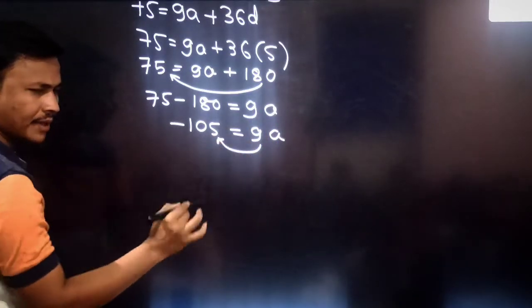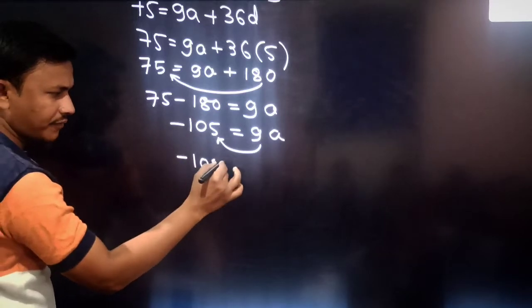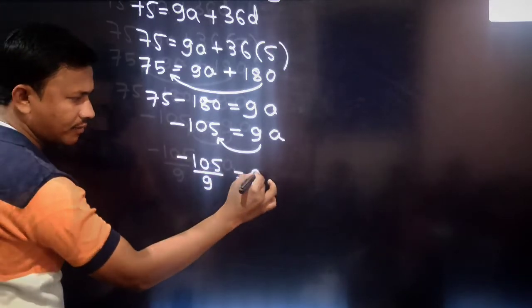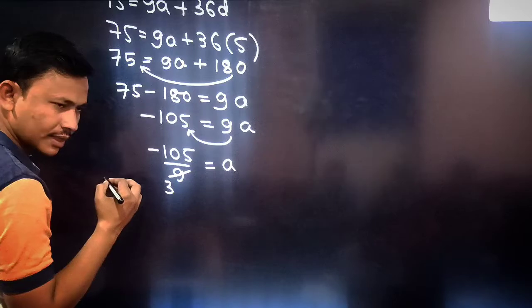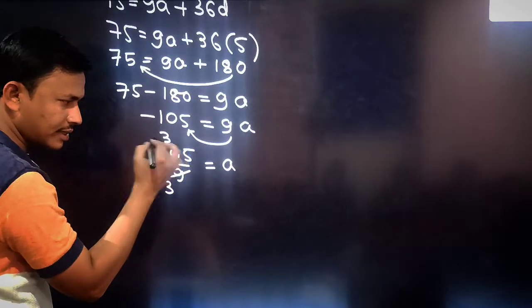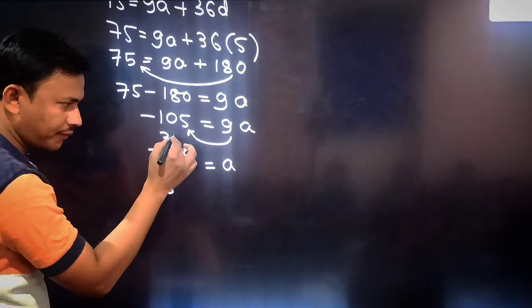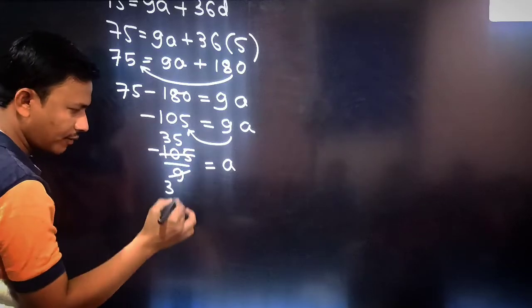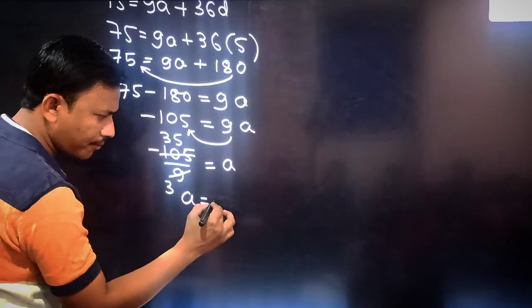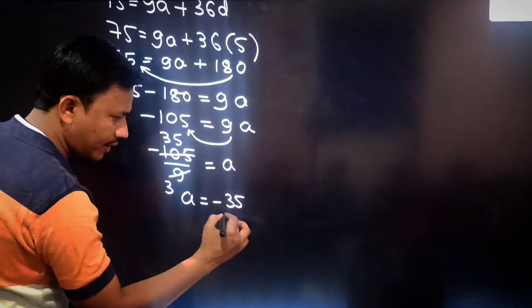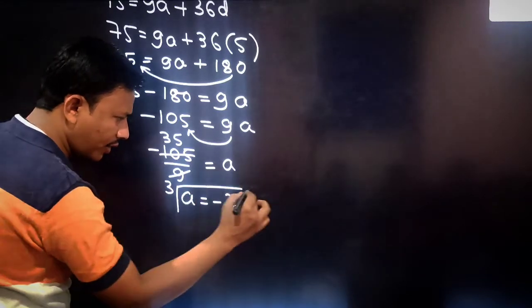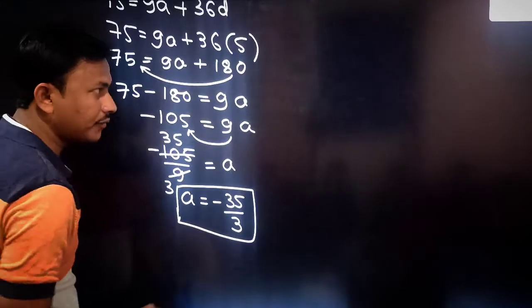Into 9 it will become divide. Minus 105 divided by 9: 3 3s are 9, 3 5s are 15. What is the answer? A is equal to minus 35 divided by 3. We got the A value. What do we need to find out?